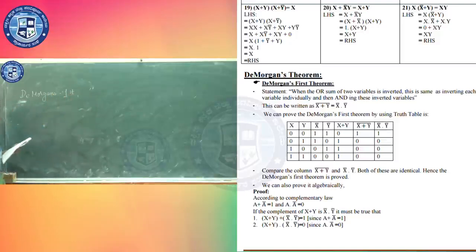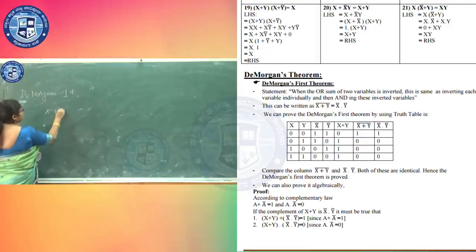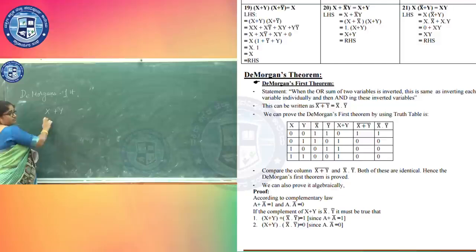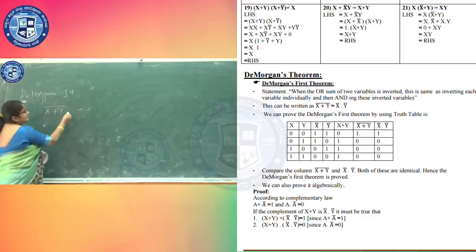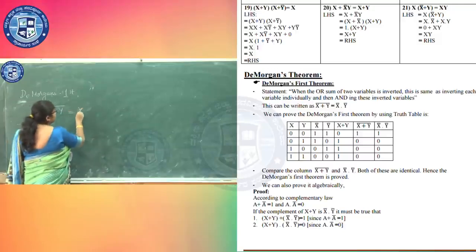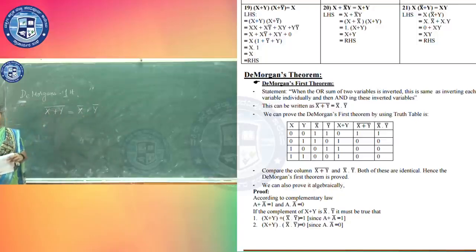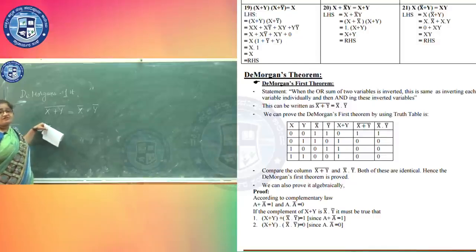The first theorem states that when the OR sum of two variables is inverted, that is equivalent to inverting the two variables individually and then ANDing them. So this is the first De Morgan's theorem.